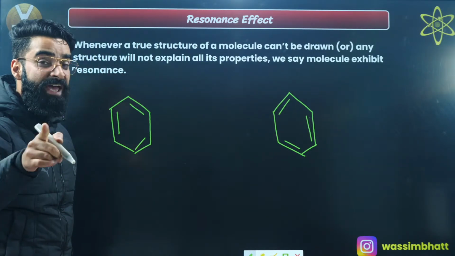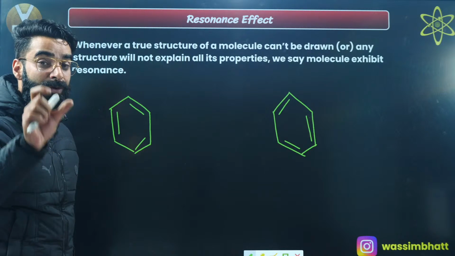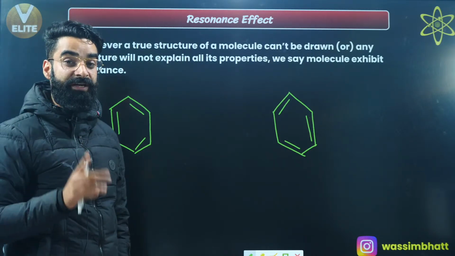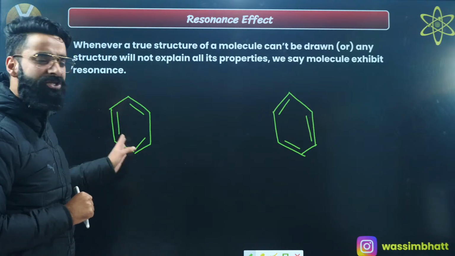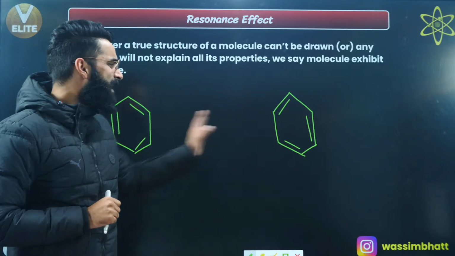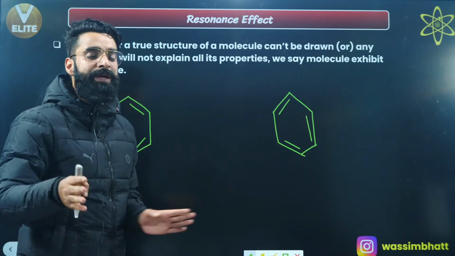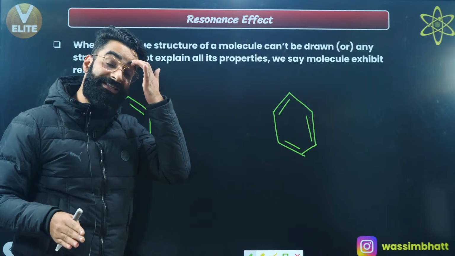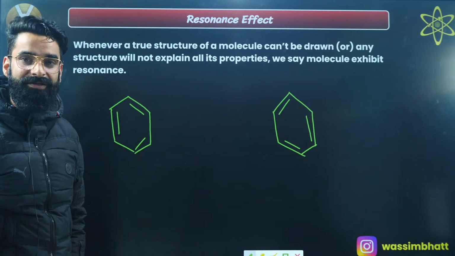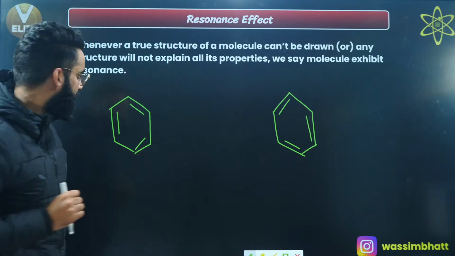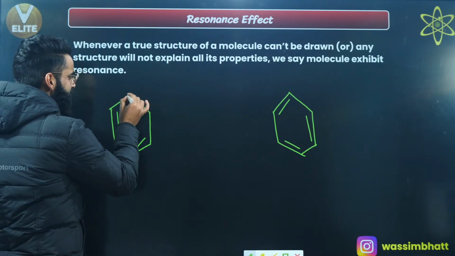As I told you, whenever a structure of the molecule cannot explain all the properties of it, we say the molecule exhibits resonance, right? So this structure or this structure, any of these two structures are not going to explain all the properties of benzene. So I'll say benzene is going to show resonance. Benzene is going to exhibit resonance, right? Let's understand it properly. Have a look. Let me call this carbon number 1.